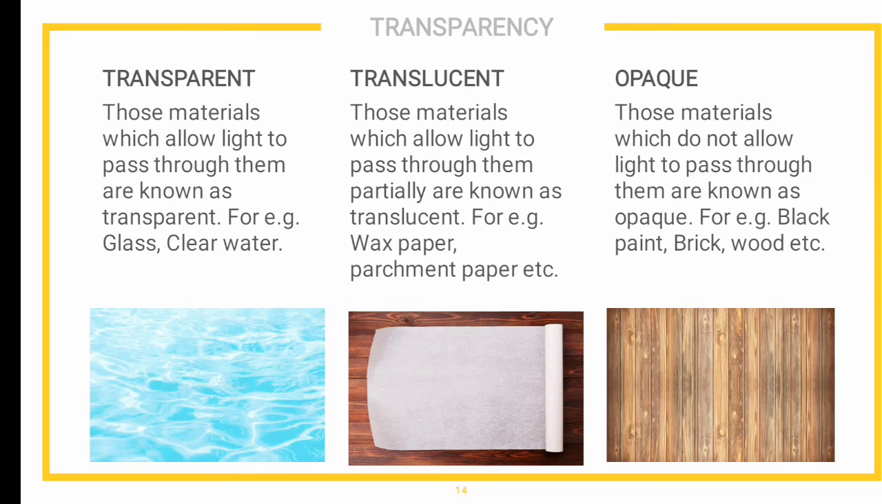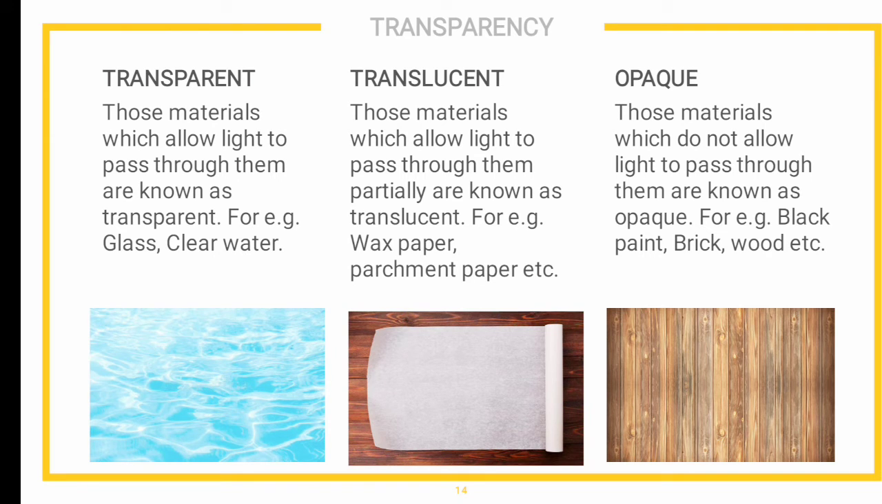Moving on, if we talk about transparency, transparency is of 3 types, which we would be discussing in future chapters also. The first one is transparent. Those materials which allow light to pass through them are known as transparent. For example, glass, clear water, the diagram is below. Translucent materials allow light to pass through them partially. For example, wax paper, parchment paper. When you throw light on them, not the entire light goes through it, only some part of the light passes through.